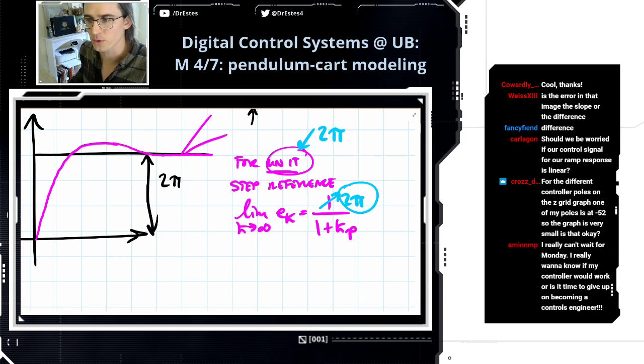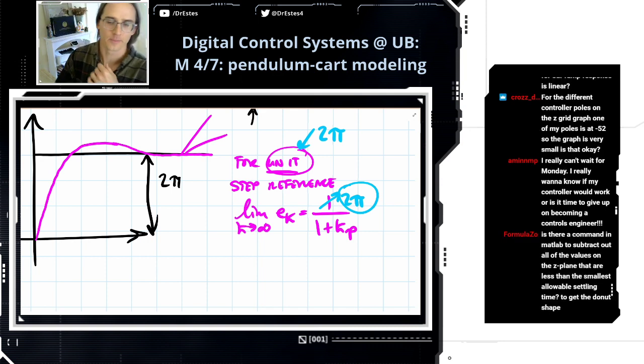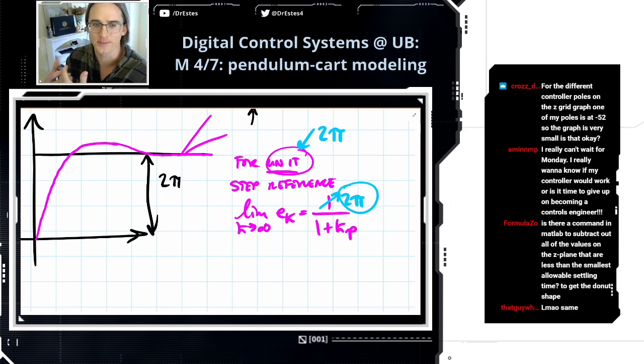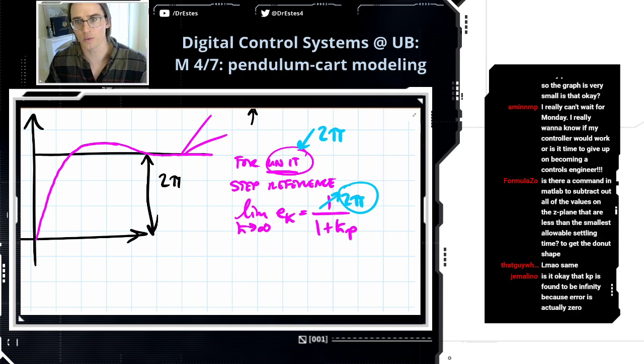I really want to know if my controller works, or is it time to give up on becoming a controls engineer? No, even if it doesn't work perfectly, whenever you're doing a control system, remember, we're using a model that is, I think, a pretty good model. So if your control system works in simulation, it should work in real life. But that's never guaranteed when you put a controller on a real piece of hardware, because the model is an abstraction of a real life thing, so it won't totally work.